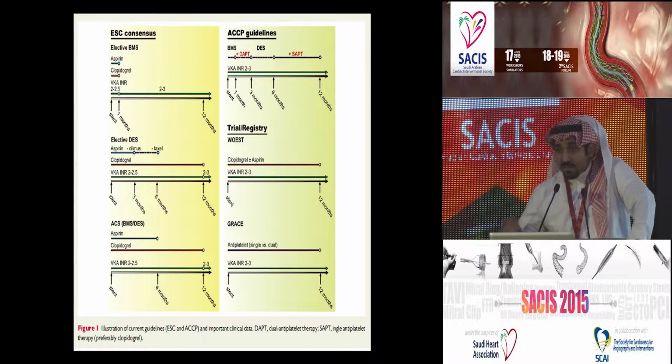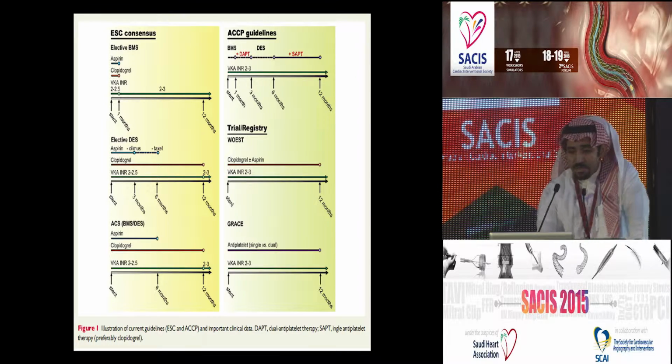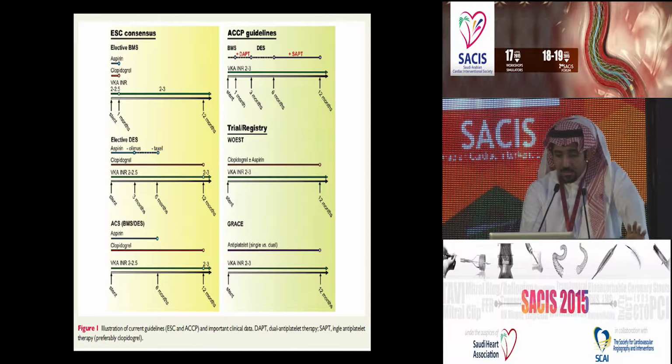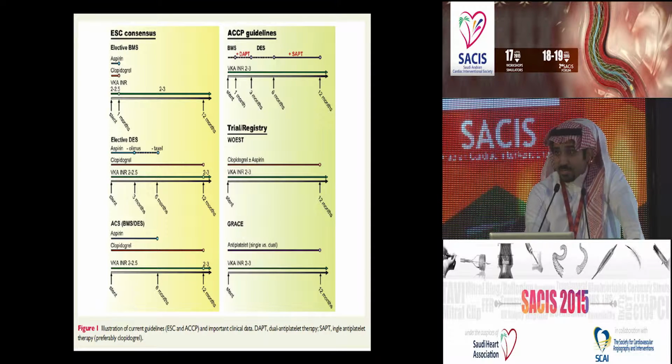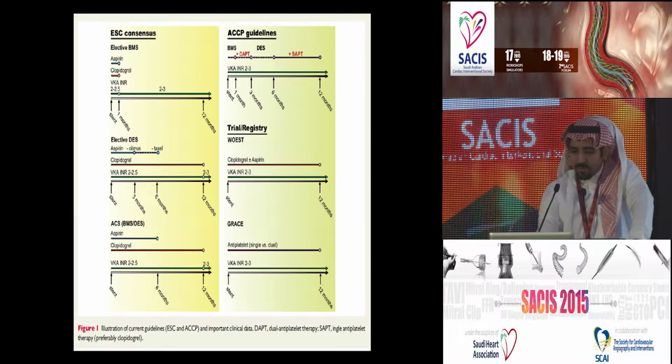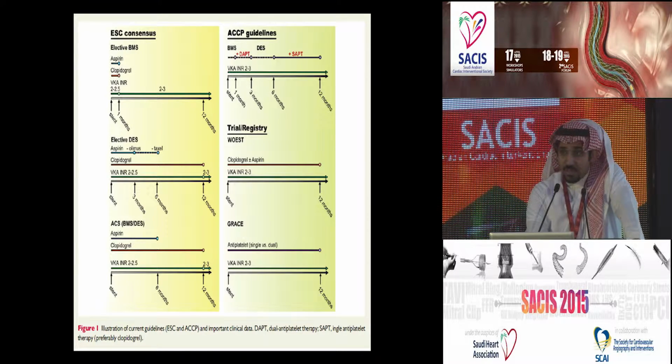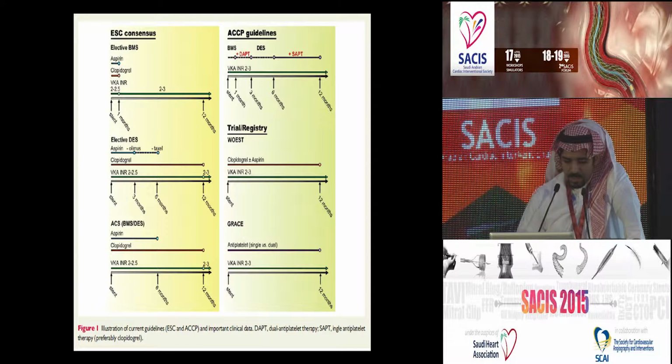Don't ask me what the evidence of these things is. I think the evidence is more depicted here. I'm totally biased, but this is basically based on the trials that I showed you. So bare metal stent, you could go with just aspirin and Plavix for 1 month, then 1 antiplatelet treatment in addition to anticoagulation with warfarin. Based on the WOEST trial, you could use either aspirin or Plavix plus warfarin long term. Based on the GRACE trial, you could also use either one of them with the coumarin.